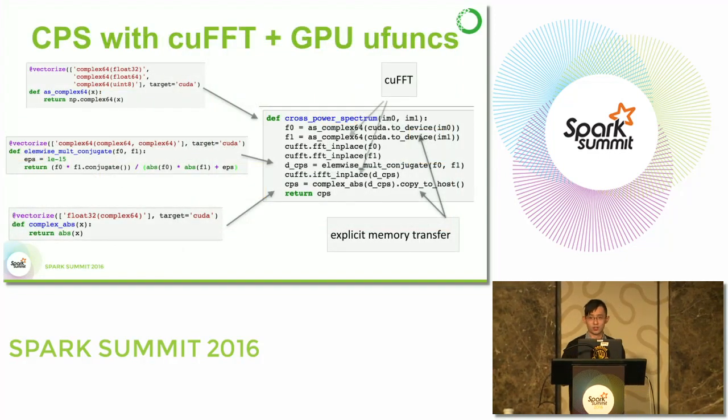And putting all this together into our CPS, cross-product spectrum function, now we can replace this middle piece with ufuncs that are generated specifically for CUDA. And you can even use specific memory transfer functions to move memory from the CPU to the GPU. So now our final function would be completely operating on the GPU.